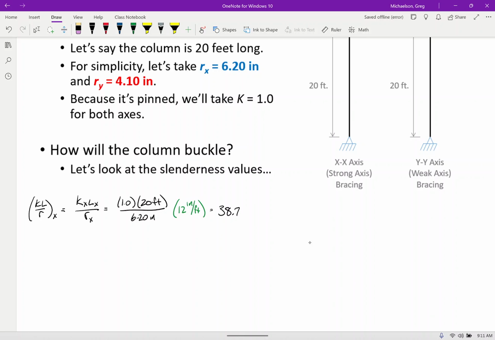All right, so now we're going to do the same thing for the y-axis. The only thing that's changing is R. Okay, and so what are we getting for this? 58.5.